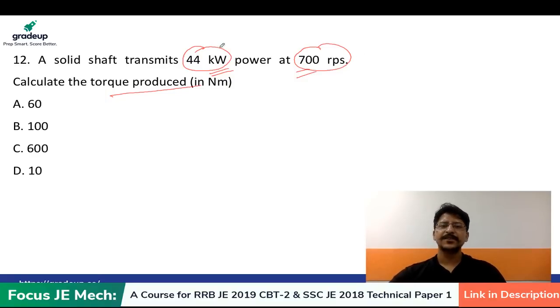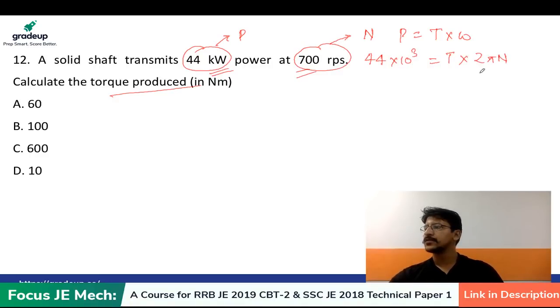It says power is given to you as this. So this is P and this is your N. You know that P is equal to T into omega. So power you can write as 44, but it is given in kilowatts, so convert it into watts. T you have to find out, and omega is given by 2 pi N. You don't have to change it into RPM, because generally we use the formula with 60 when it is in RPM, but it is already given here in RPS, so no need to use this.